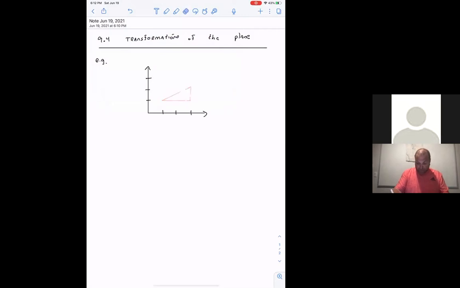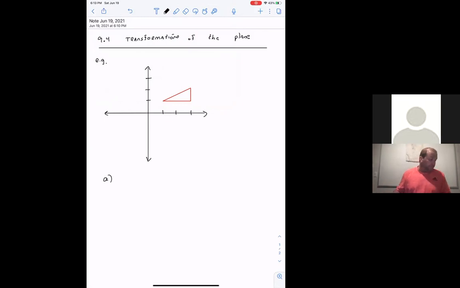That's horrible. Let's try that again. So 1, 2, 3. All right, we got a triangle. And we are going to do 4 things with this triangle. And these are some of the transformations that we'll be working with.